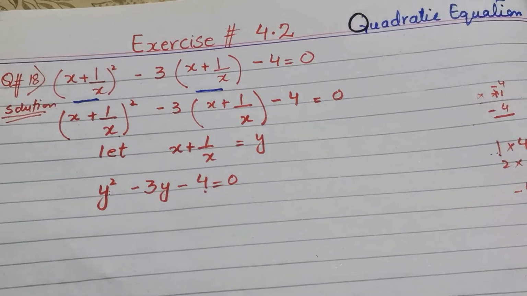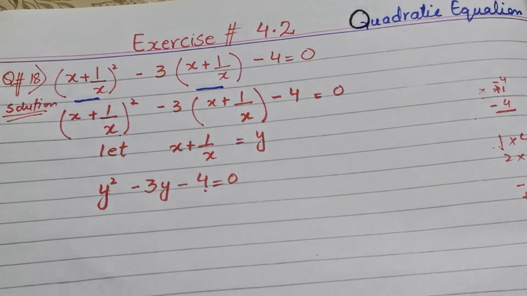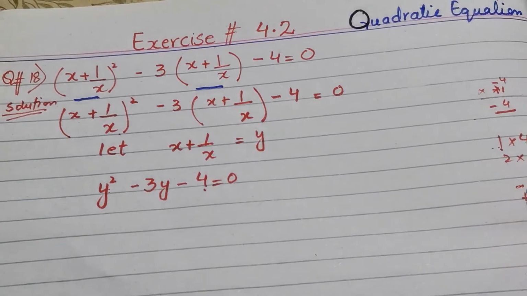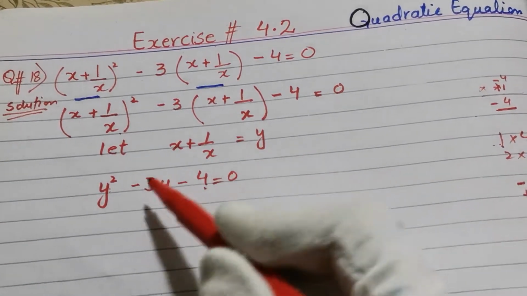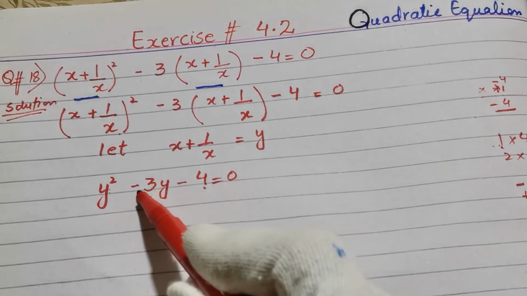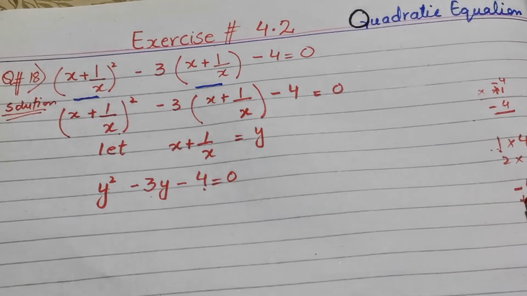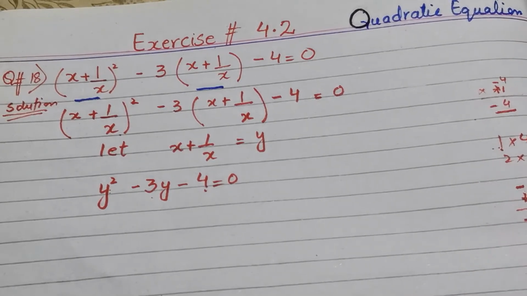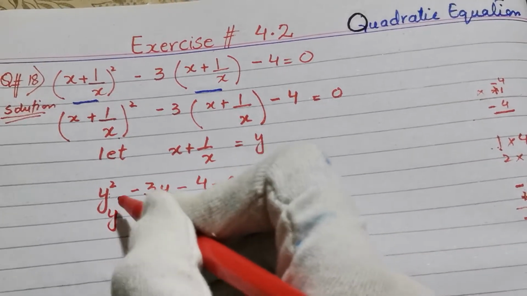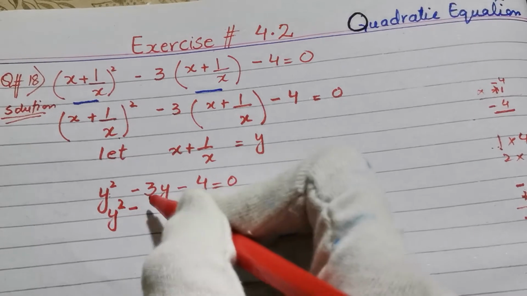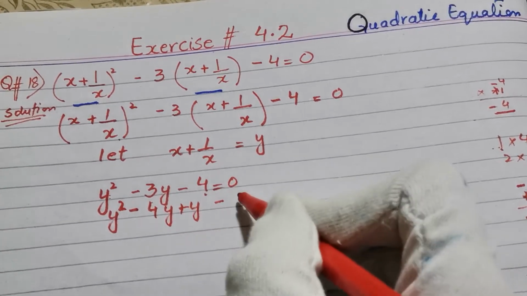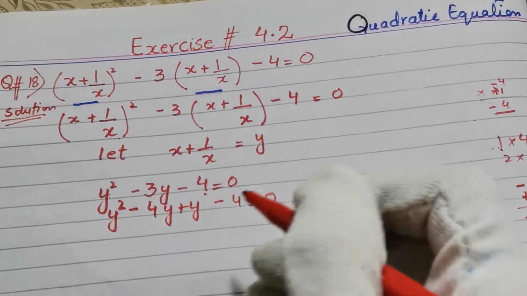We'll take minus 4 and positive 1 because the greater value has a negative sign. Why do we take negative? Because there is a negative sign with minus 3. 4 minus 1 is 3, the sign of the greater value is minus, so the factors become y square minus 4y plus y minus 4 equal to 0.